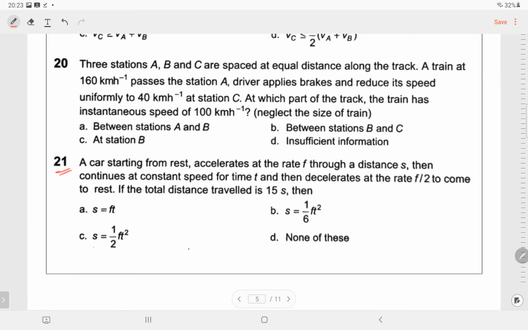A car starts from rest, accelerated at rate F, then retard. This we will prefer using the graph rather than using the equation. But again, anyways, if you want to solve, starts from rest, accelerated at rate F to distance S, then continues at a constant speed for time T, and then retards at a rate of F by 2 to come to rest. If the total distance traveled is 15 S, then find the relation between S and T.